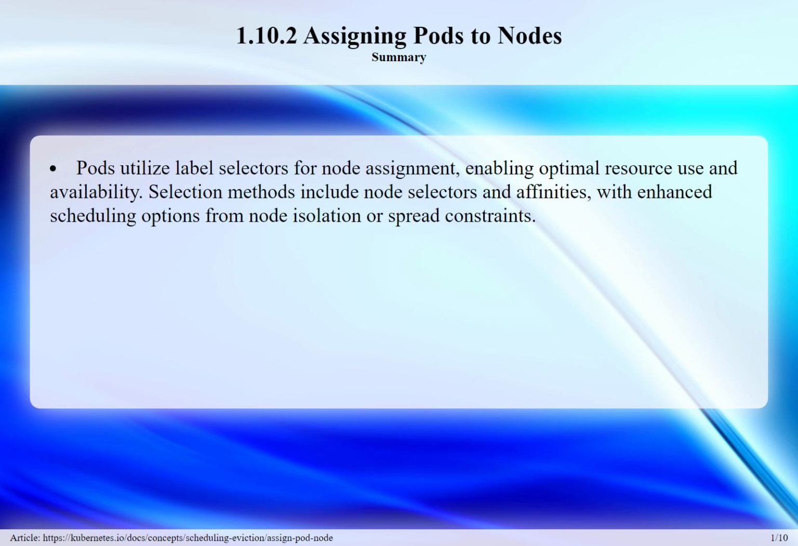Pods can be assigned to nodes using label selectors to limit or prefer specific nodes, enabling better resource allocation and availability. Node selectors, affinities, and anti-affinities allow more expressive control over pod placement, ensuring optimal performance and resource allocation. Restrictions like node isolation, node taints, and pod topology spread constraints enhance pod scheduling capabilities.